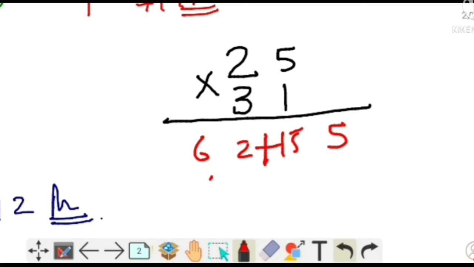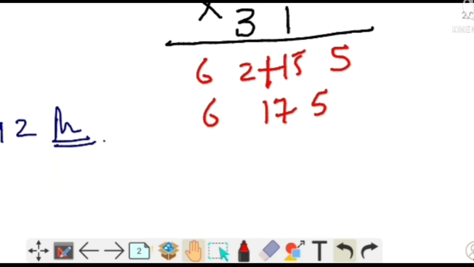Solve the worksheet I have given in the description. See, in the first block 5, in the last block 6, and in the middle block do the cross multiplication. You will get 17. Take this 1 over to the next block, you will get 7, and your final answer will be 775.